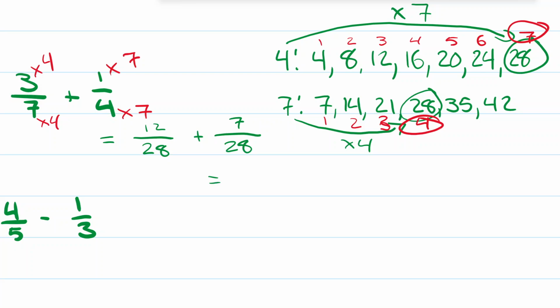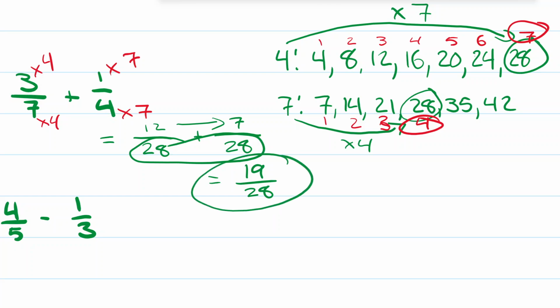My last step, I have the common denominators. I have our equivalent fractions all written out. Then I add up our numerators and I keep our denominators the same. So 12 plus 7 is going to give me 19, and I keep that denominator the same. So when we add 3/7 plus 1/4, we get 19/28.